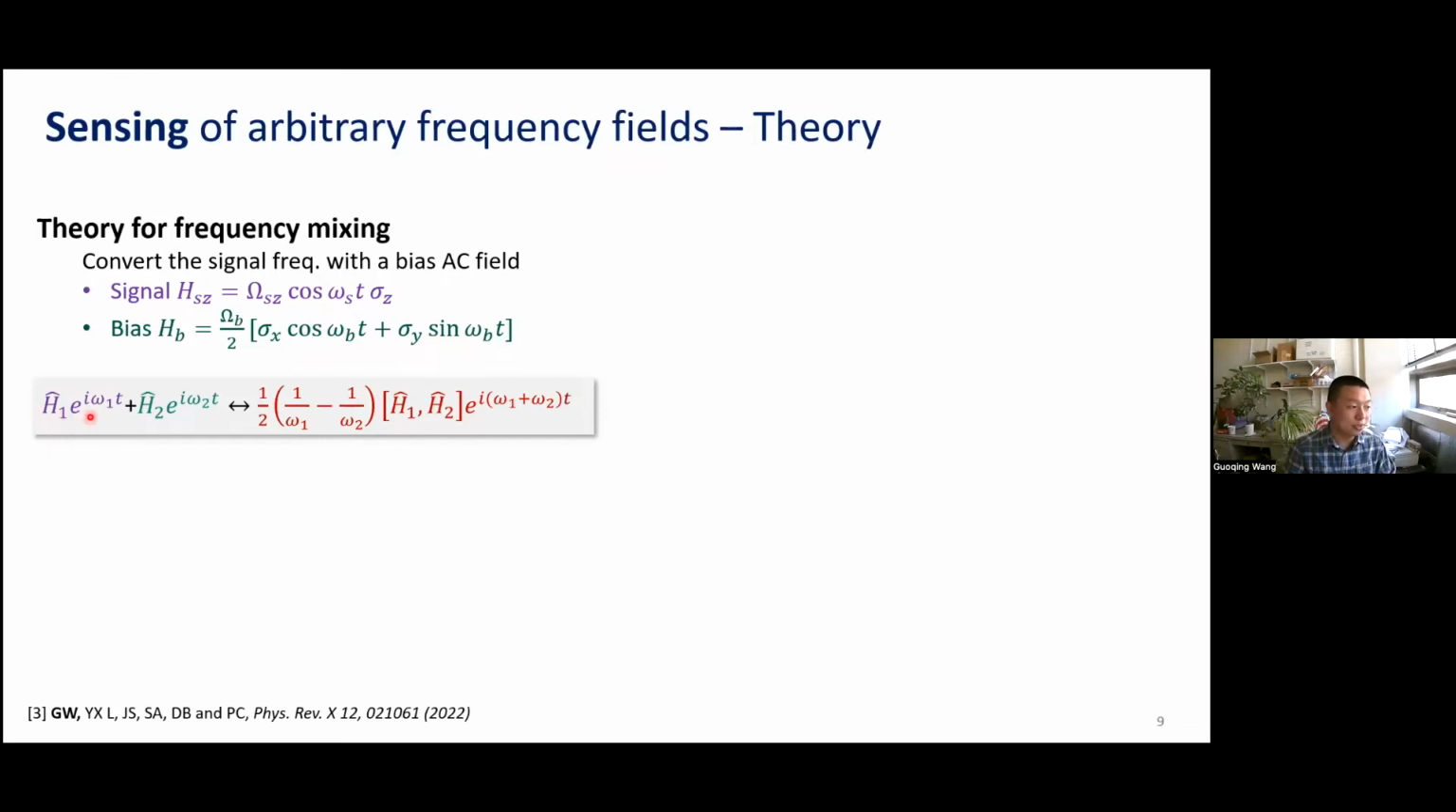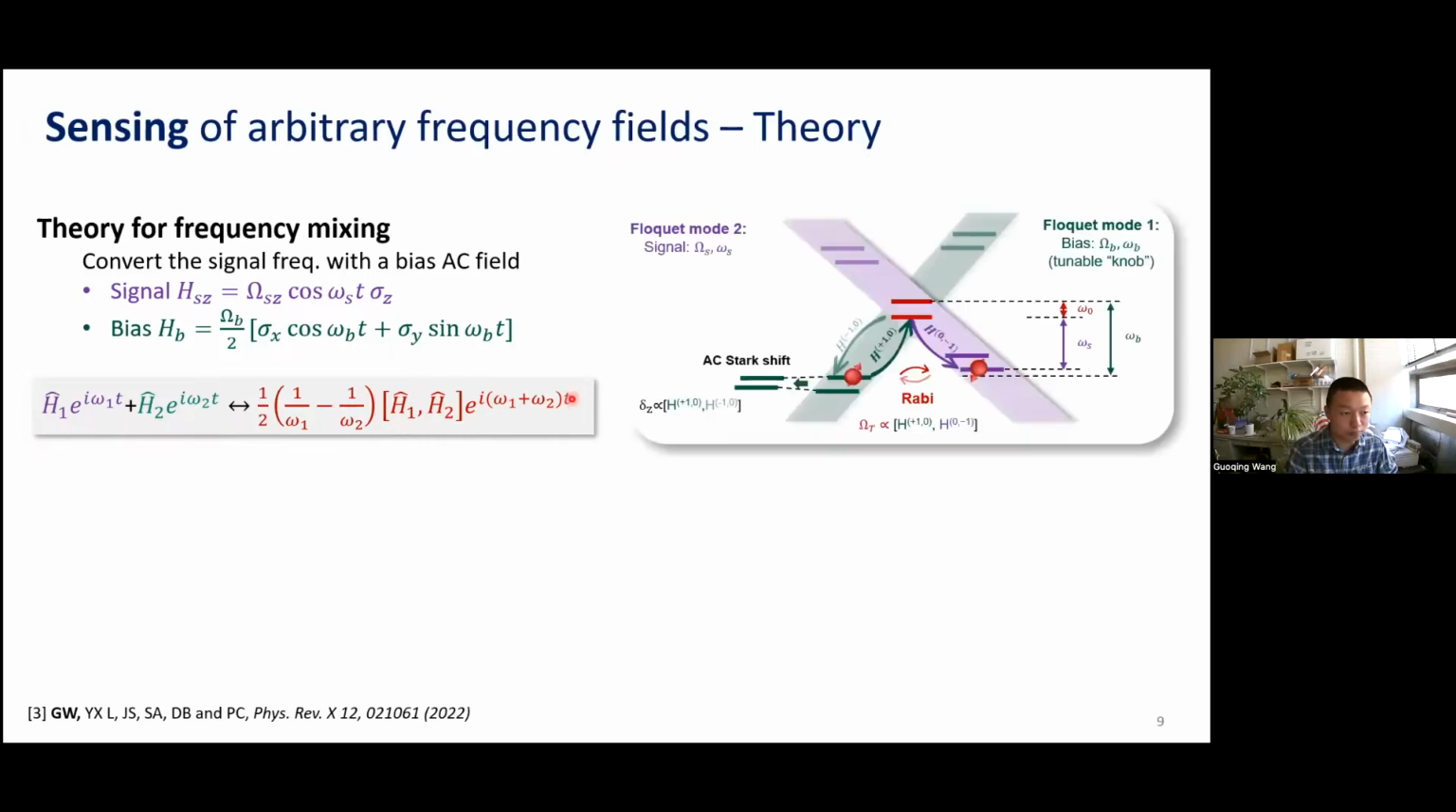So the key result of this theoretical derivation is that when you have two frequency components in your Hamiltonian, their joint effect up to second order is given by their commutator with a frequency sum, omega 1 plus omega 2 here. And such a principle can be represented in this plot here. So we see that because we have a two frequency driving, we have two dimensions defined as the Floquet mode 1 and Floquet mode 2. And there are two different types of effect of this Floquet quantum frequency mixing.